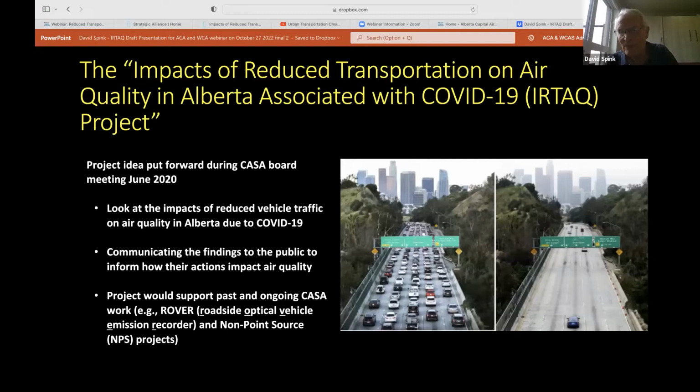And CASA has been involved in a number of projects that have a strong transportation component. One was the non-point source project, which we finished a couple of years ago. And of course, transportation emissions are major non-point sources. And then the ROVR project, which is the roadside optical vehicle emission recorder. We've just finished a couple of years, COVID interrupted that a bit, of looking at vehicle emissions at various parts of the province. And now the team that's doing that work is trying to put those results into a context for a final report. And we've talked a little with Julie and Kevin about how it would be nice to have a webinar on those results, because there really is some interesting data from that. Next, please, Julie.